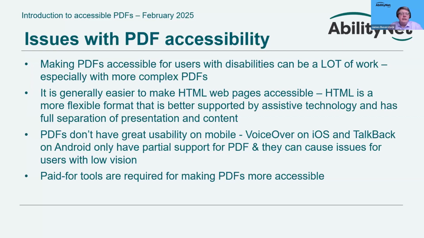It's also generally easier to make HTML web pages fully accessible than PDF documents. HTML documents can be more easily customized to suit a user's reading preferences potentially, if users want to change the formatting of text. And PDFs also don't potentially have great usability on mobile. The screen readers on mobile devices, VoiceOver on iOS and TalkBack on Android, only have partial support for PDF, and they can cause issues for users with low vision.